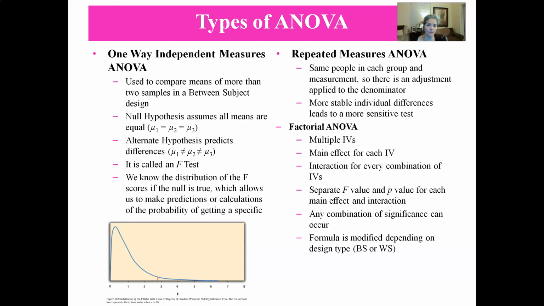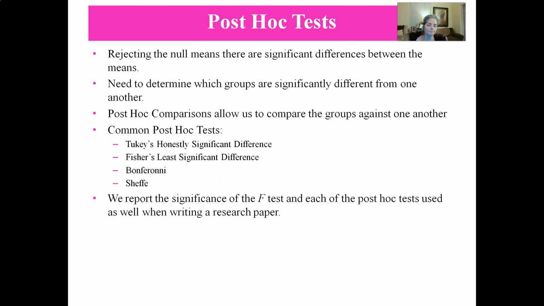Now there's follow-up tests that we do. Ultimately, you have a separate F value and a separate P value for every single main effect and every single interaction. And so you can have a main effect for A and nothing for B. You can have a main effect for B and nothing for A. They can both be significant. They can both be not significant and the interaction significant. Any combination of results can occur, but it's all going to be dependent upon how large your F value is. Okay, typically, the larger the F value, the more likely we are to reject the null, the more likely it is to be significant.